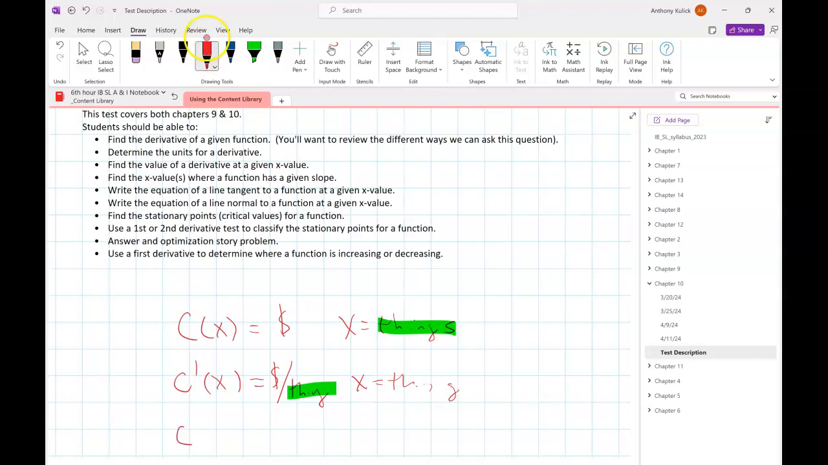But if I did a second derivative then, what's the unit going to be there? Dollars per thing or dollars per thing squared? Yep. That's good. Does that feel okay? All right. That's the gist of it.